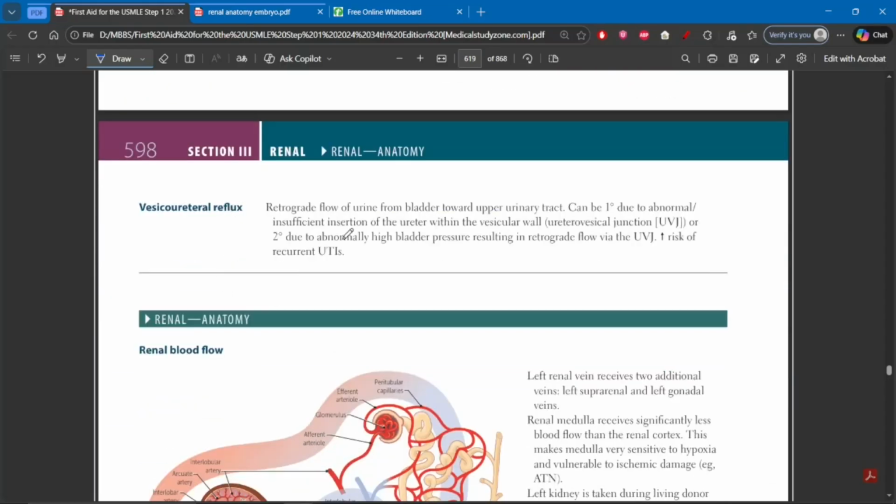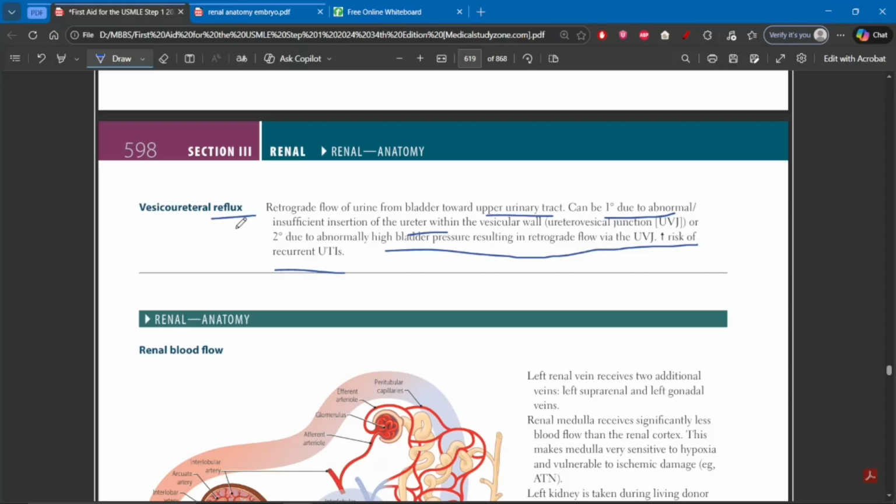Vesicular reflux, not reflex, reflux. It's a retrograde flow of urine from the bladder towards the upper urinary tract. It can be primary due to abnormal or insufficient extraction of the ureter, or secondary due to abnormally high bladder pressure resulting in retrograde urine flow via the ureterovesical junction. Increased risk of UTI.